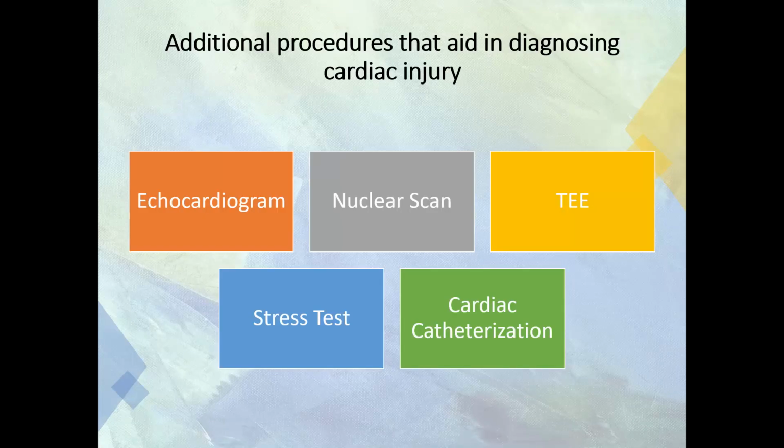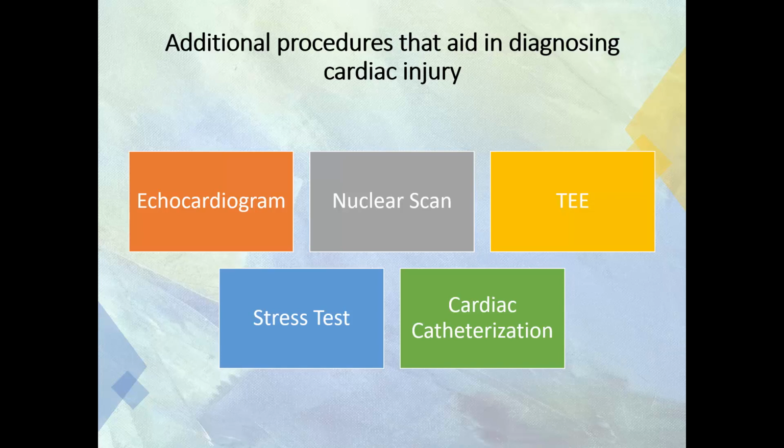So additional things we can do that kind of aid us in diagnosing cardiac injury, or looking at other things related to cardiac: we'll do an echocardiogram. So essentially, the echo allows us to look at the heart, the shape of the heart, the valves of the heart, to see if there's any type of issues going on with that. It allows us to get a really good picture of the overall heart.